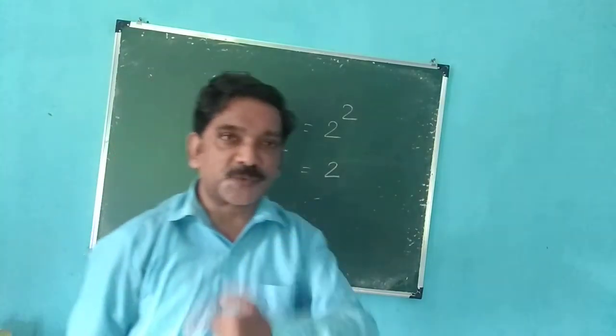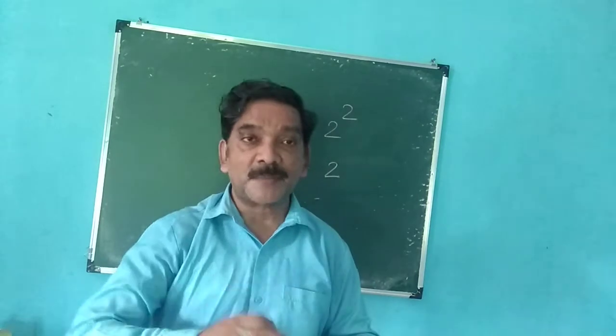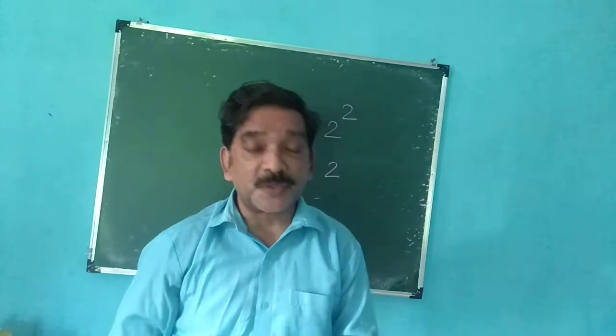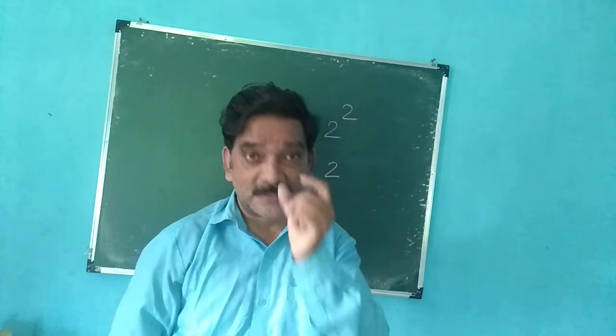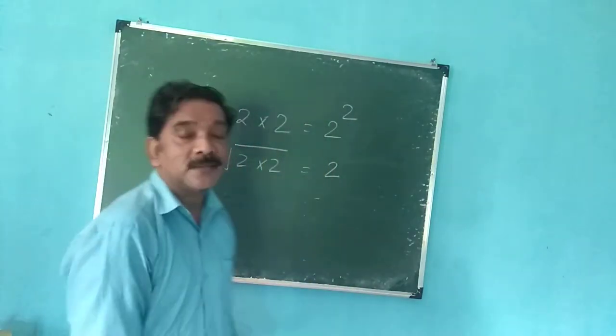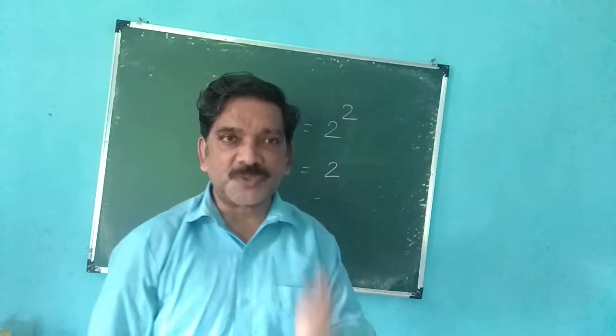So square and square root. What is a square? When we multiply a number with itself. And what is a square root? Square root is just the opposite of square, or the single digit. That single digit is the square root. They are opposite to each other.